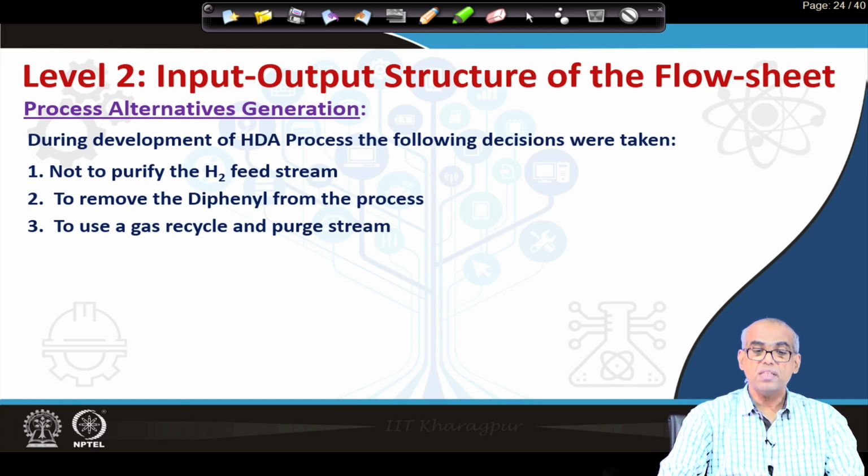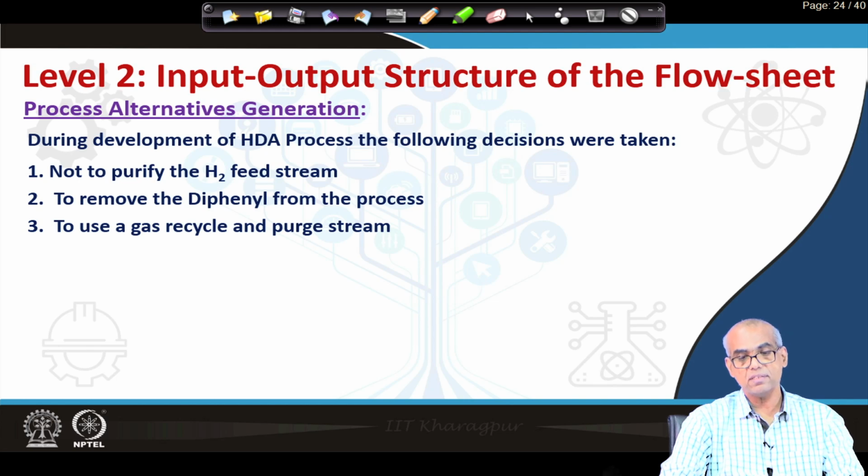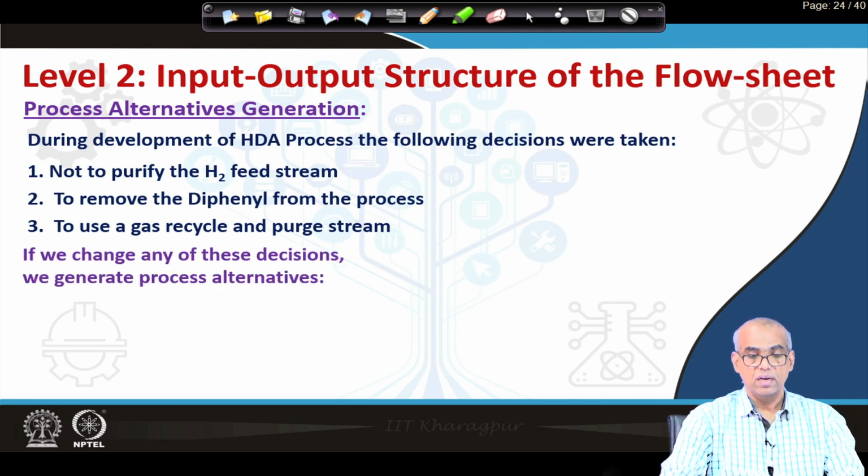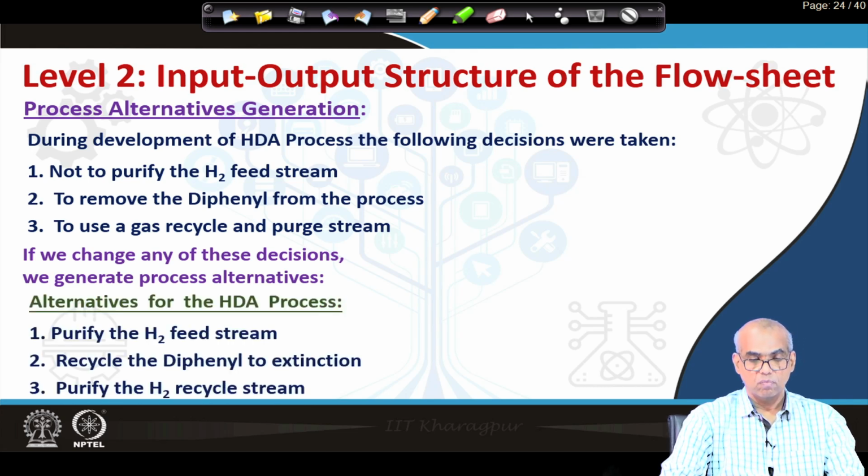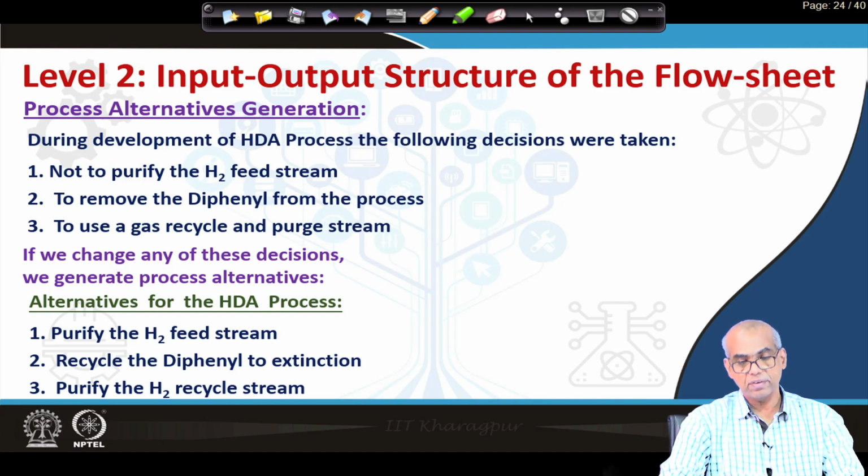Okay, we briefly discussed that process alternatives can be generated when we take an opposite decision. During development of the HDA process, the following decisions were taken: not to purify the hydrogen feed stream, to remove the diphenyl from the process, to use a gas recycle and purge stream. Now, if we change any of these decisions, we will generate a process alternative. For example, purify the hydrogen feed stream, recycle the diphenyl to extinction, purify the hydrogen recycle stream.